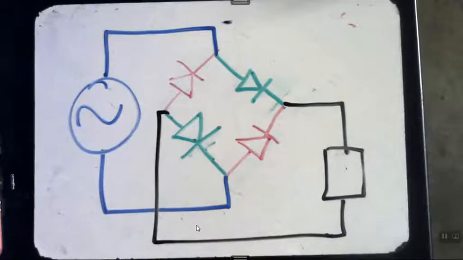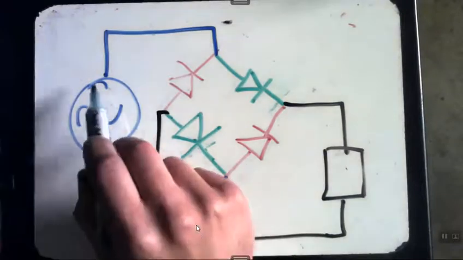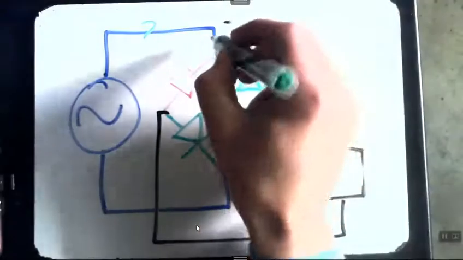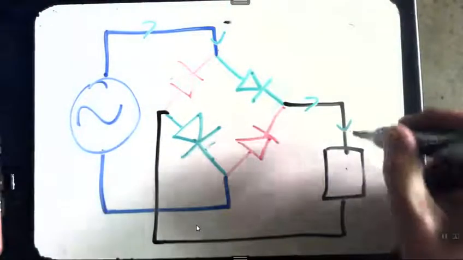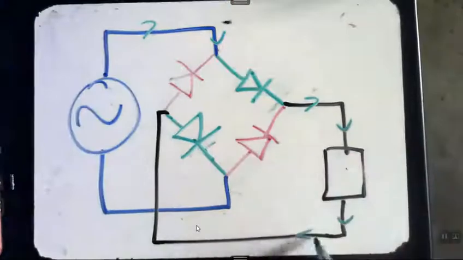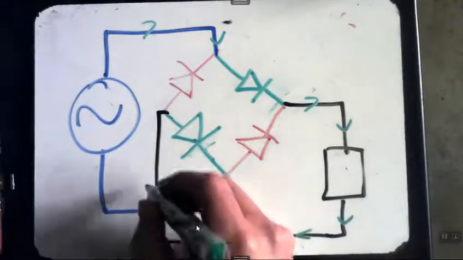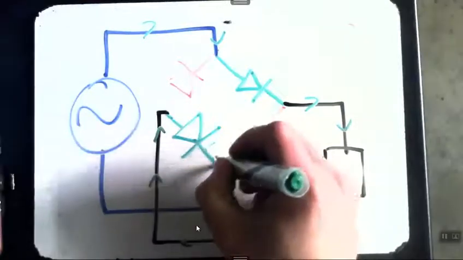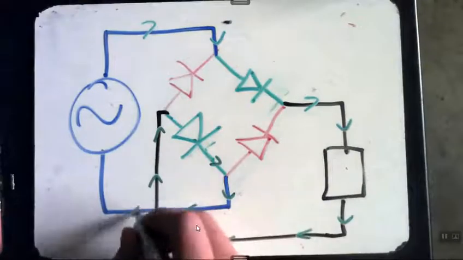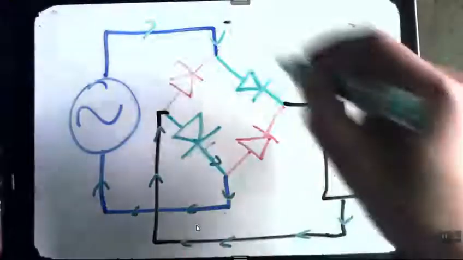So what we do is we use the alternating current, and we use the benefit that we have from diodes. As the current is flowing from the positive side, it can't go this side, so it flows here, and the resistor gets its current, and then it flows back this way. And that's the loop.